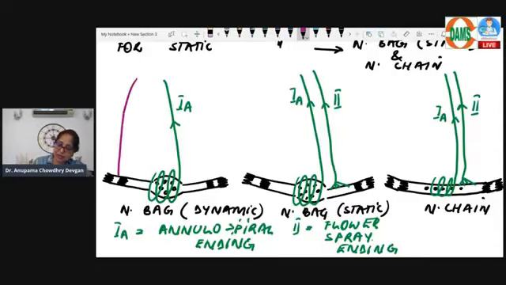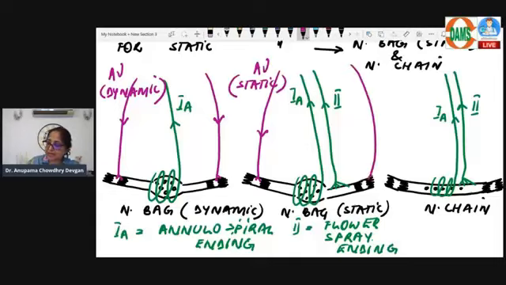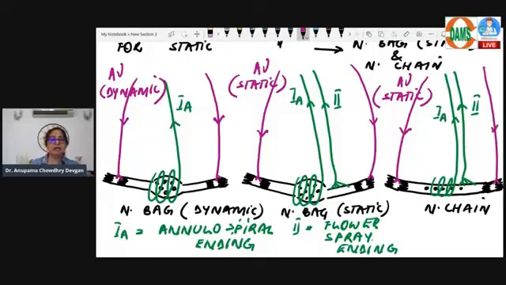And let's see what is the motor supply here. Now these are motor fibers. So if you can appreciate the direction of the arrow, motor fibers are carrying impulses from the spinal cord to the ends of the intrafusal muscle fibers. And these are known as A gamma. To the nuclear bag dynamic, it is going to be A gamma dynamic. To the nuclear bag static, it is going to be A gamma static. And to the nuclear chain, it is again going to be A gamma static. So this is as far as the nerve fibers are concerned.